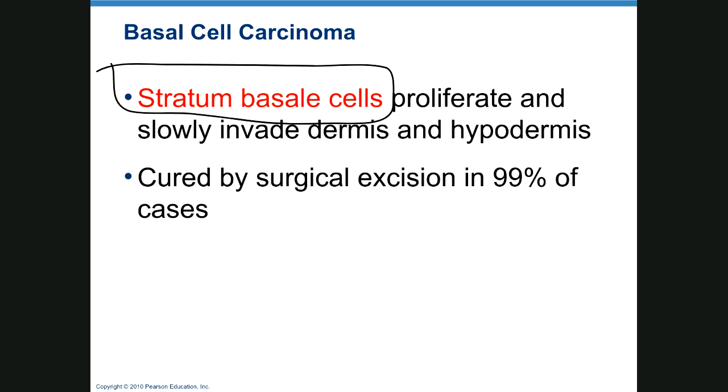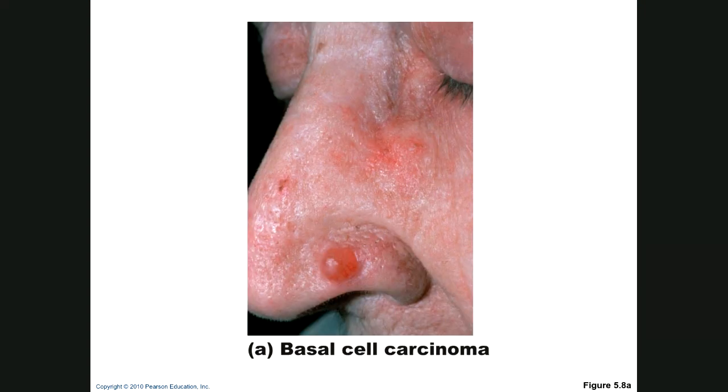This is a fairly common type of cancer, but it is fairly easy to treat. It is typically treated with surgery, just removing the lesion. And this is what the lesion looks like right there. You typically find it in places that stick out, like the nose or the ears, because those are the places that will be exposed to UV light the most.